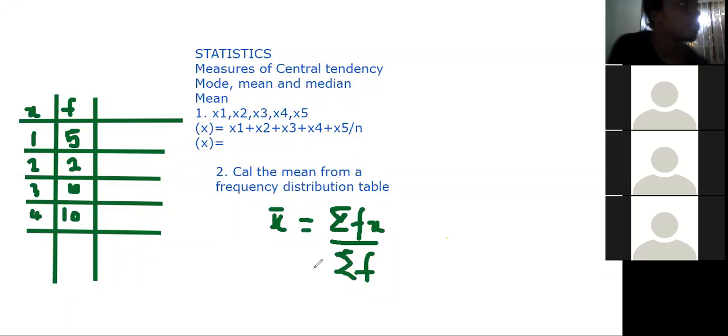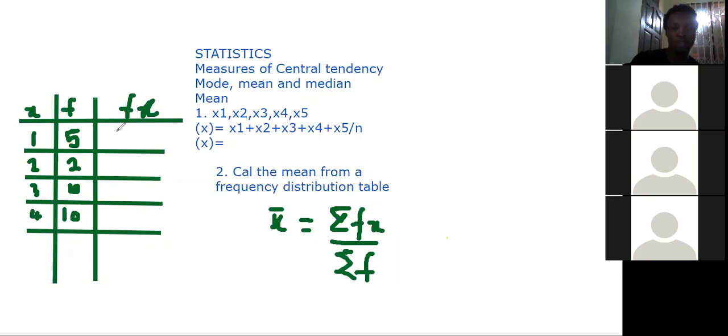So this means that when you are given data like this and you want to find the mean, the first thing you have to do is find the fx values. This is sigma, which means summation. This is a summation sign. So first find your fx values. So fx, this is f times x.